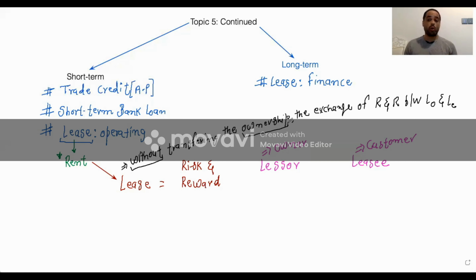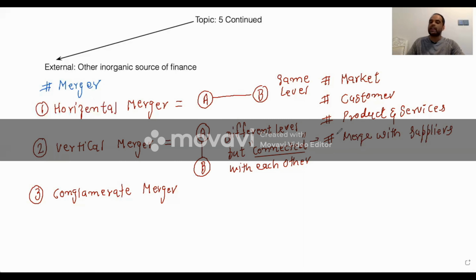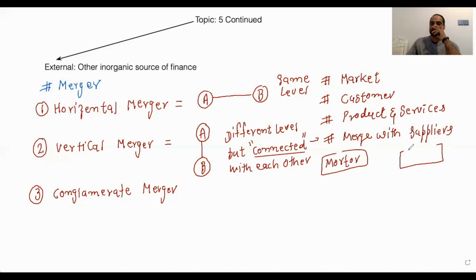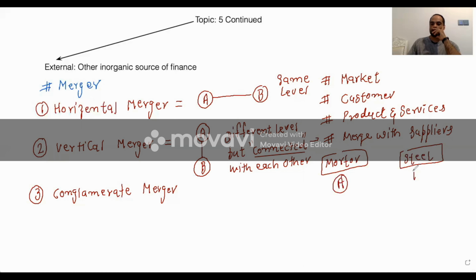For example, merging with a supplier. If you merge with your suppliers, that could be your vertical merger. So let's say you have two companies. Company A is about the motor industry. Right. And company B is the steel industry. All right. Company A and company B.